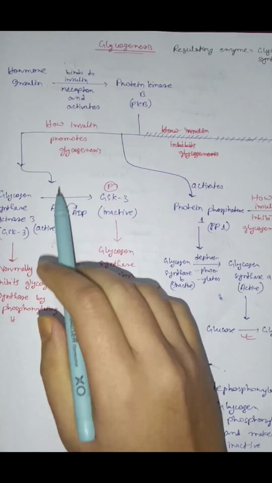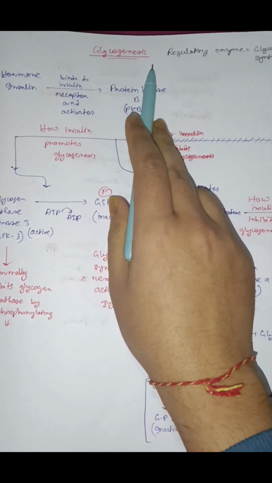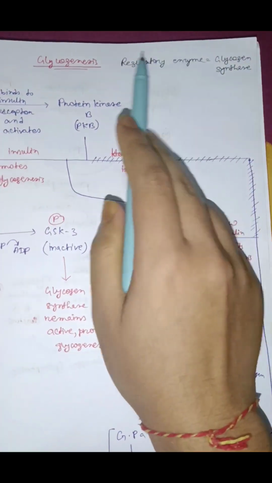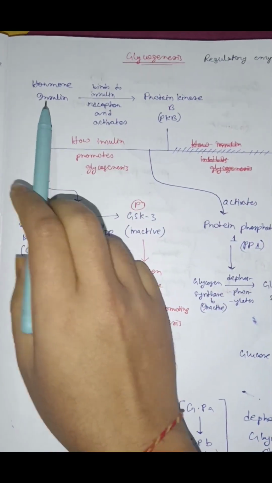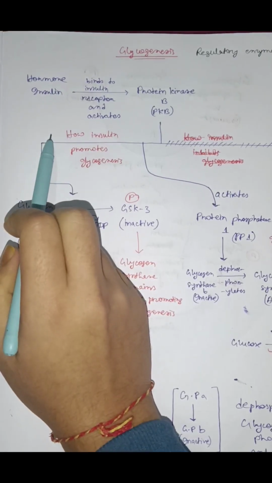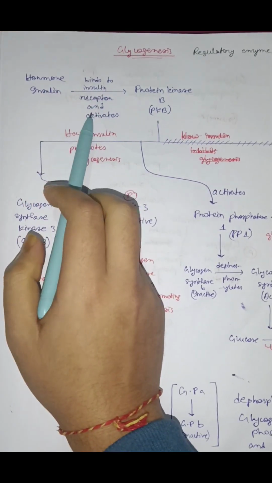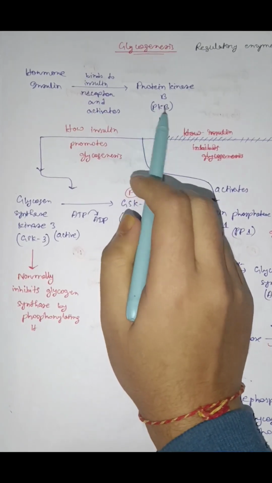Now in this half I'll be explaining the regulation of glycogenesis. The key regulatory enzyme involved in glycogenesis is glycogen synthase. The main hormone is insulin. Insulin promotes glycogenesis. Insulin initially binds to a cell surface receptor and activates protein kinase B, that is PKB.